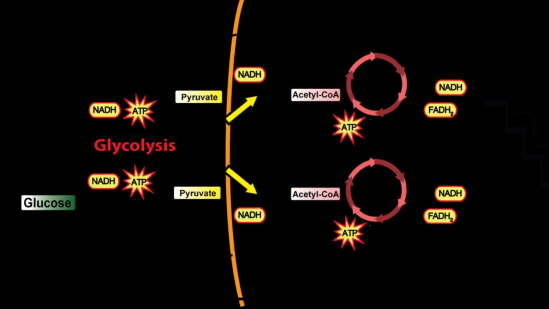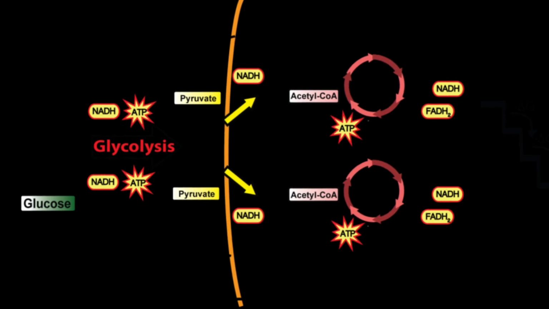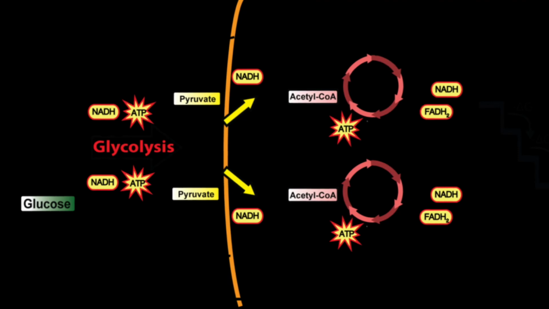2 CO2s are produced per molecule of pyruvate, along with 3 NADH plus H plus and 1 FADH2 per molecule of pyruvate. 1 ATP is produced by substrate level phosphorylation per molecule of pyruvate. And finally, NADH and FADH2 provide electrons to the electron transport chain.